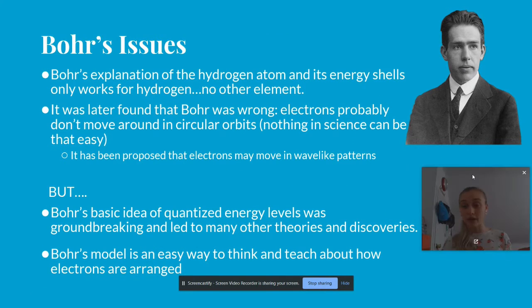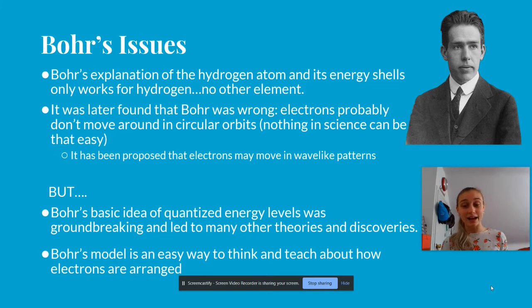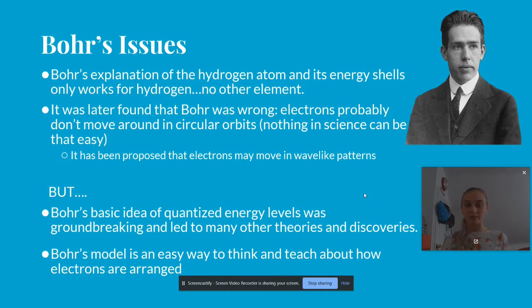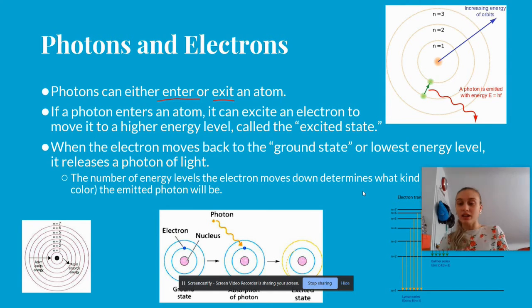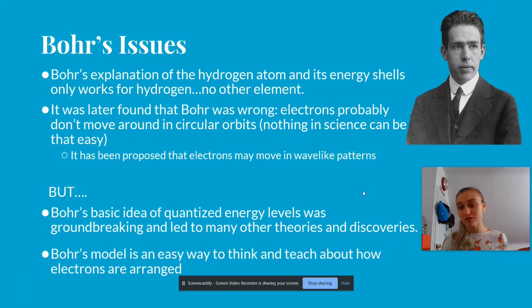So we learned about Bohr, kind of what he discovered, but he did have some issues. Not everything is that easy in science, so we can't just say, oh, this is exactly how an atom looks, and this is exactly how electrons move, because of course science can never be that easy. We're not going to get into the details about how it actually works and how it actually looks, because Bohr's explanation of the hydrogen atom and energy shells only works for hydrogen, it doesn't work for any other element, and electrons don't really move around in just a perfect circle. It probably moves around like a wave.